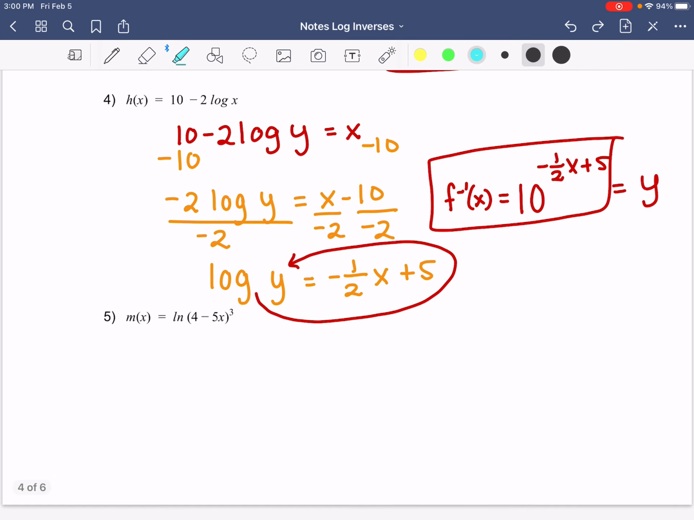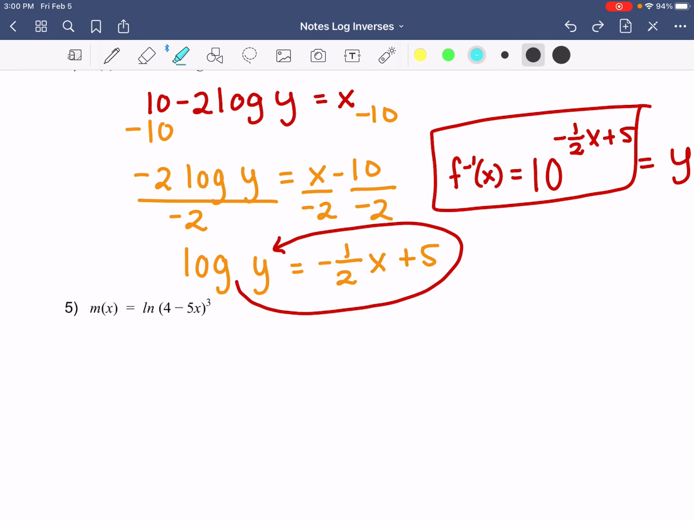All right, last example. So it says natural log of 4 minus 5x to the power of 3. Okay, so in order to start our problem, we're going to switch x and y. So I'm going to get x equals natural log of 4 minus 5x to the power of 3. And then I'm going to switch, that's not an x, that'd be a y, I'm sorry. And then I switch sides, so I put my x over here.